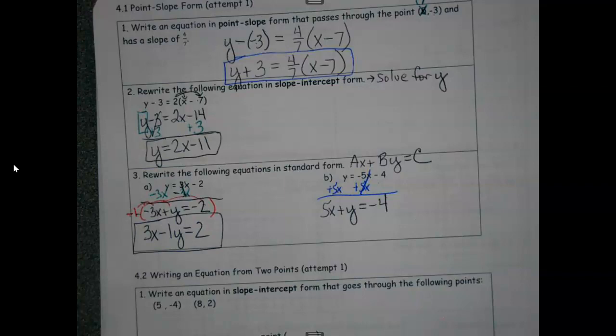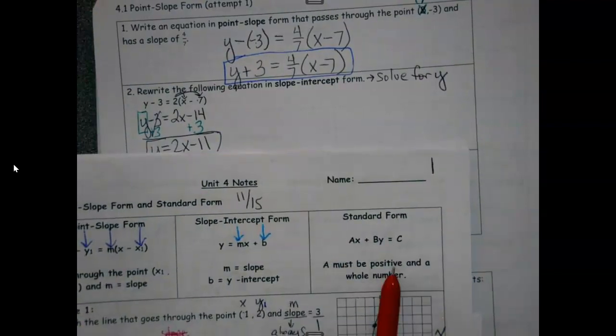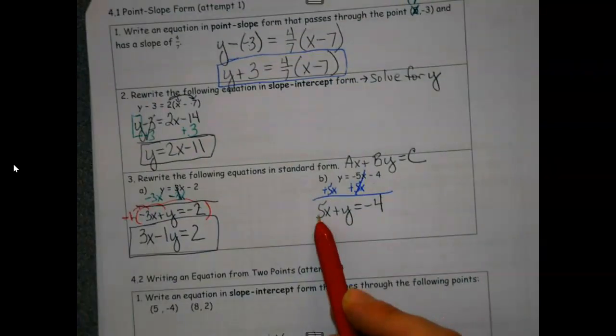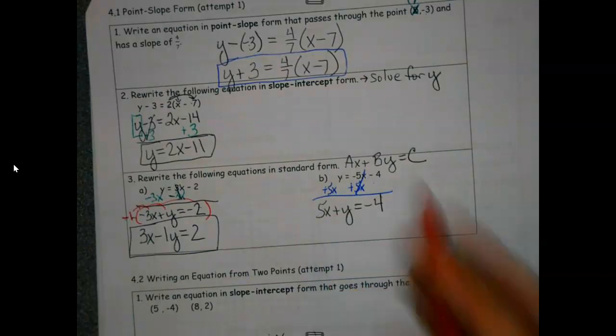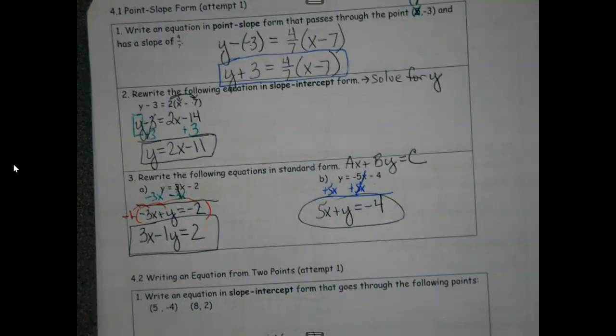So this time I look, I'm like, wait a minute. The number in front of x, a, must be positive in a whole number. That's positive. That's a whole number. One step, I'm done. So it doesn't have to be multiple steps as we're going.